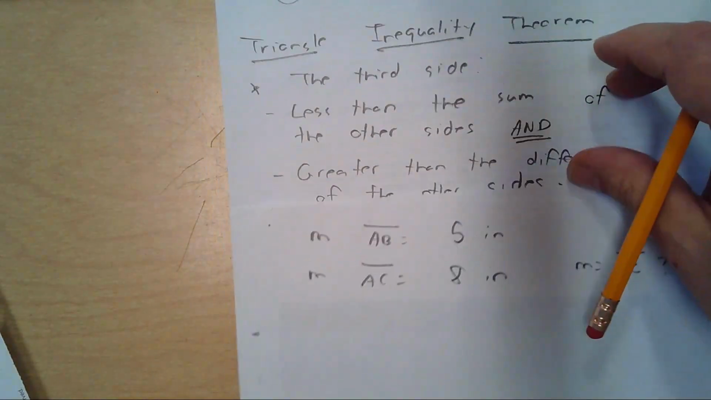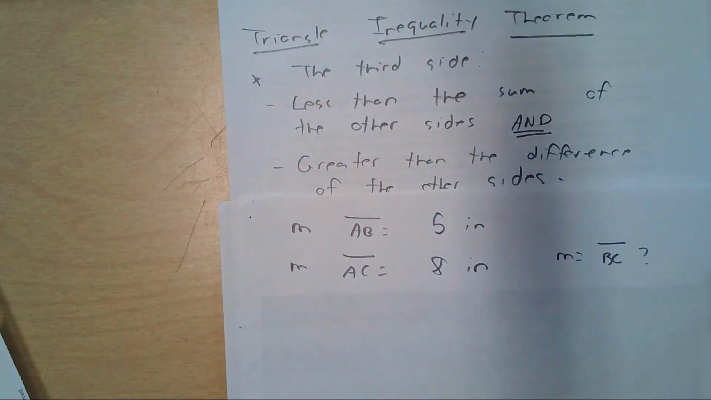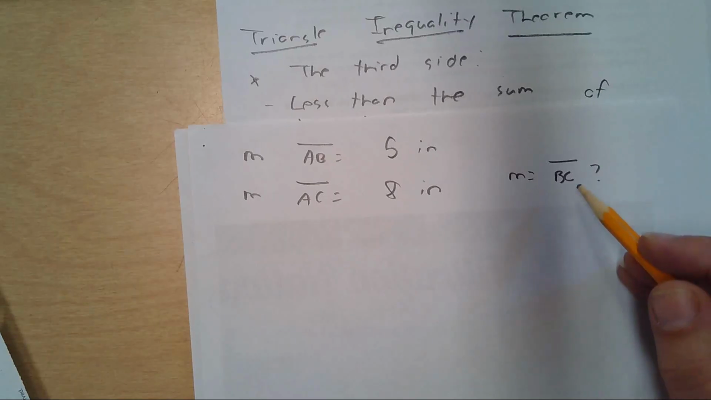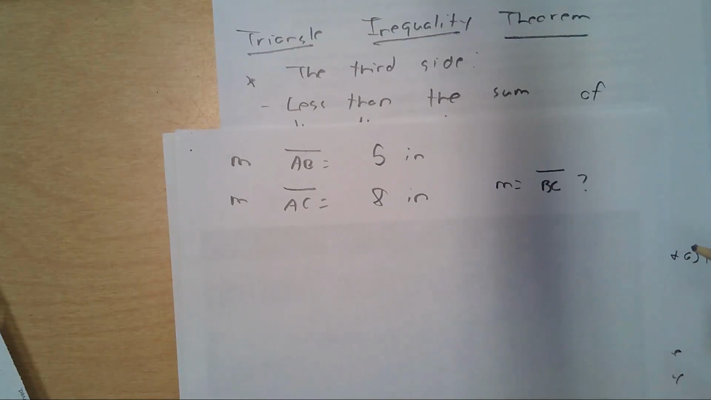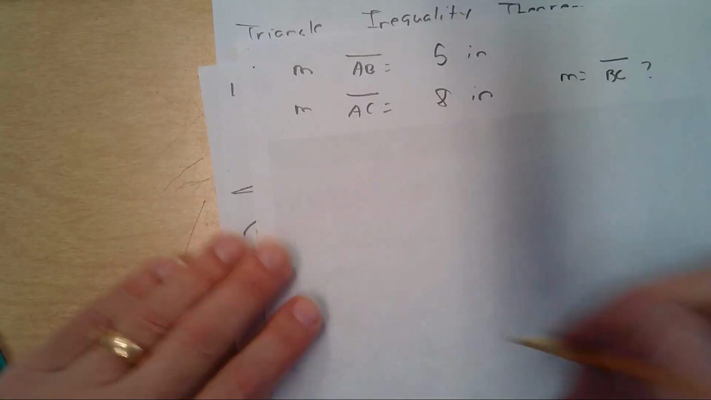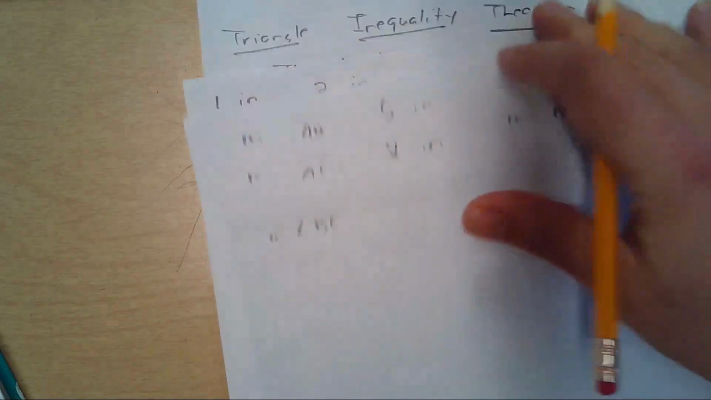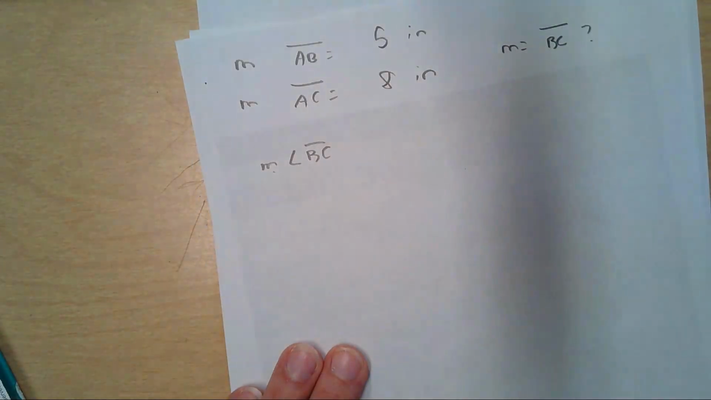To solve this, we're going to go back to our theorem, where I'm looking for two answers, and you can represent this a couple different ways. Because I don't know if BC is the longest side, or I don't know if it's the shortest side. It could be either one. We don't really know. I just got a 5-inch piece and an 8-inch piece. So how do I solve it?